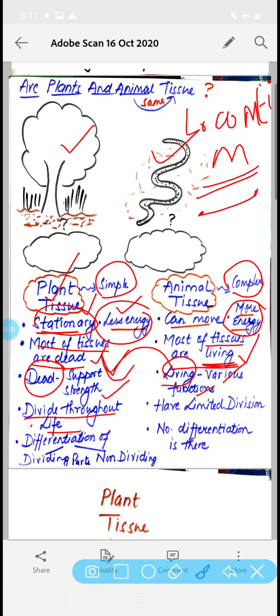And we can say that plants show indefinite growth. They can grow continuously throughout life. But if we talk about animals, compare yourself with the plants. We are also one of the examples of animals only.